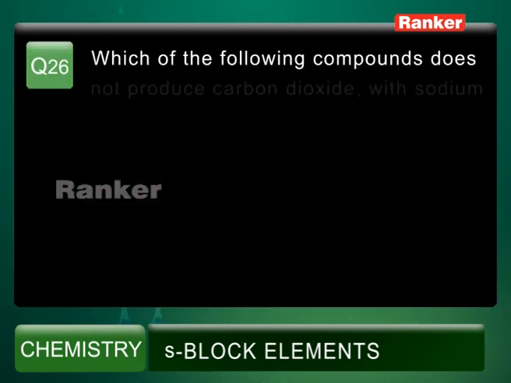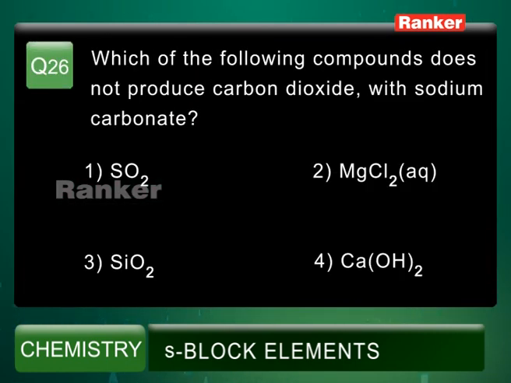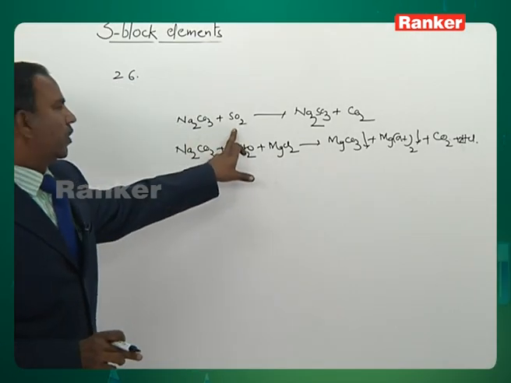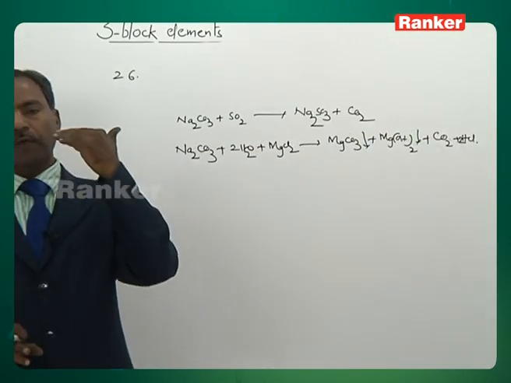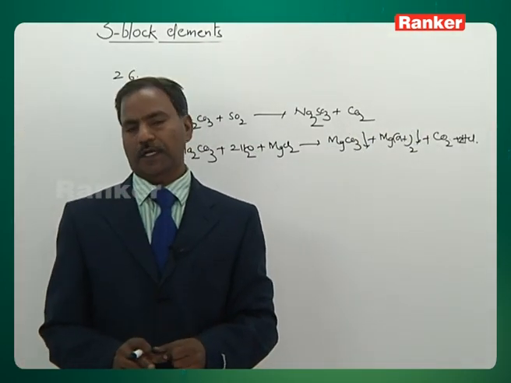Question number 26. Which of the following compounds does not produce carbon dioxide with sodium carbonate? Take the first one, Na2CO3 with SO2. Then we are getting Na2SO3 plus CO2. SO2 reacts with sodium carbonate. Yes, you are getting carbon dioxide.